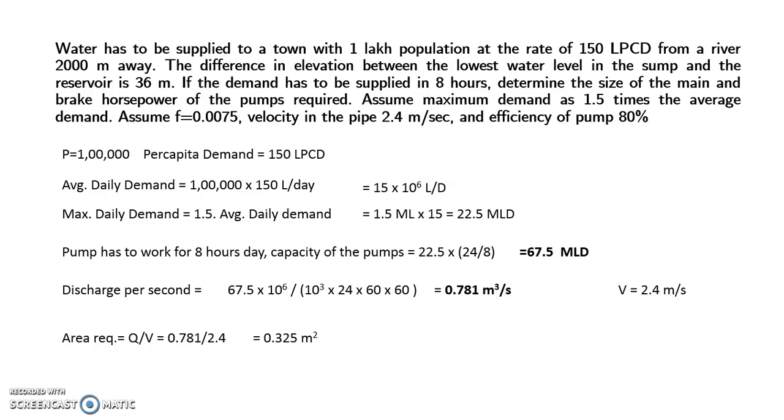We all know that we design a pipe with a circular cross section; in most cases the cross section is circular. So for a circular cross section pipe, area is equal to pi by 4 d square, and the area is 0.325 here. With this relation, we can calculate d. So d is 0.643 meters, or let's say 0.65 meters for design purposes.